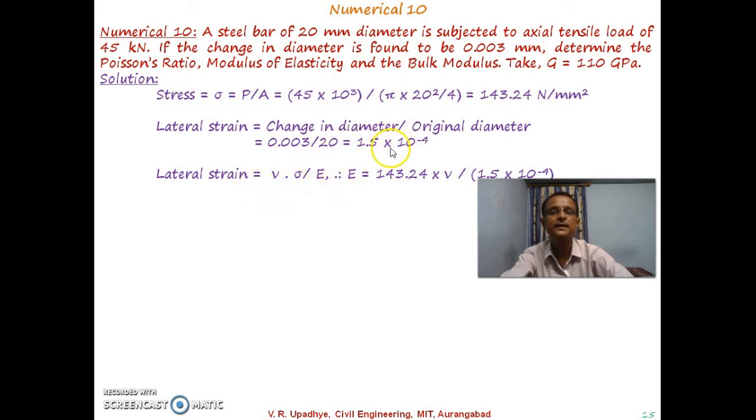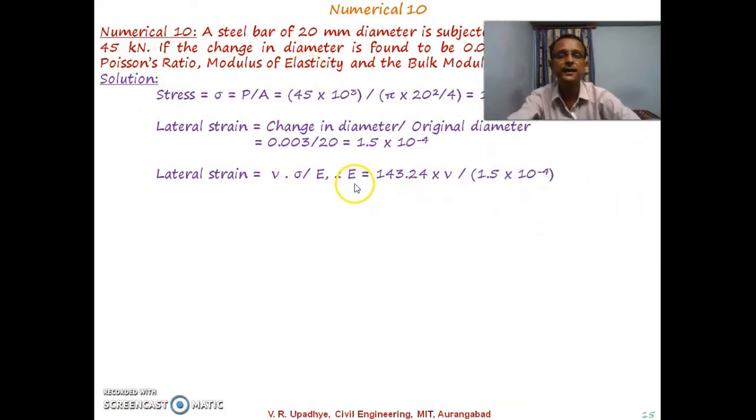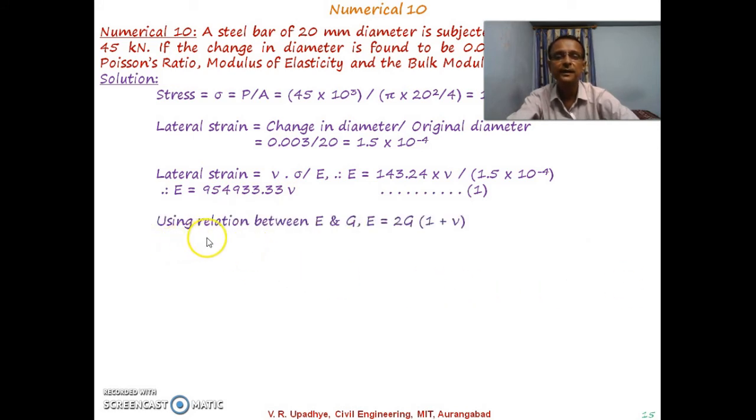Lateral strain is now known to us, and this sigma is known to us. But the two terms which are required to be obtained are Poisson's ratio and modulus of elasticity. So capital E is equal to, we substitute this sigma 143.24, and this lateral strain 1.5 into 10 to the power minus 4. We'll be getting an equation between capital E and mu. So that becomes E is equal to 954,933.33 times mu.